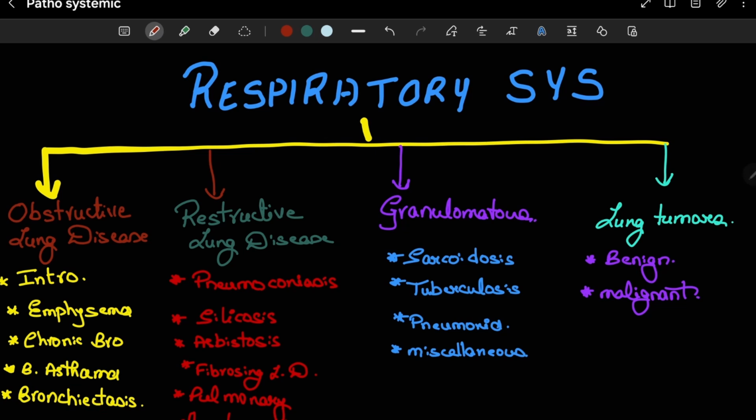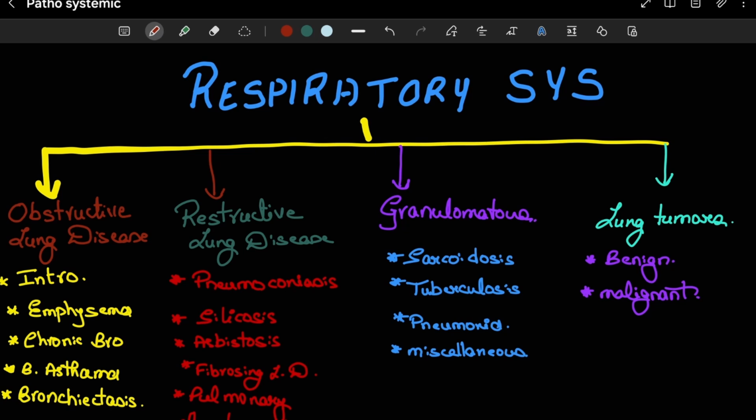And second one is destructive lung disease. In this portion, we are going to discuss pneumoconiosis, silicosis, asbestosis, fibrosing lung disease, pulmonary alveolar proteinosis. And the third one is granulomas. In this, we are going to discuss sarcoidosis, tuberculosis, pneumonia and miscellaneous diseases. And last and the most important one is lung tumors. In this, we are going to discuss benign and malignant tumors. So this is the overall view of the respiratory system.